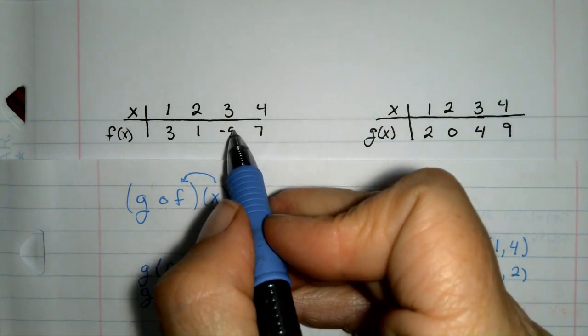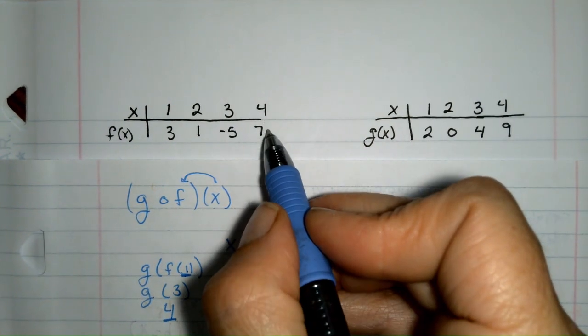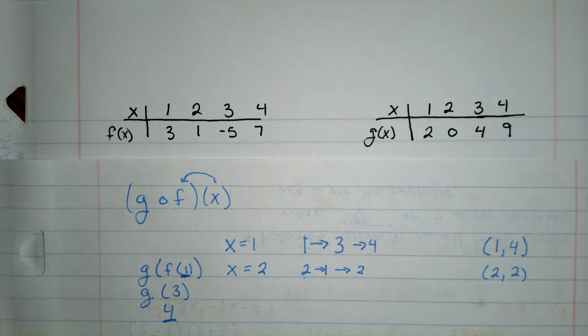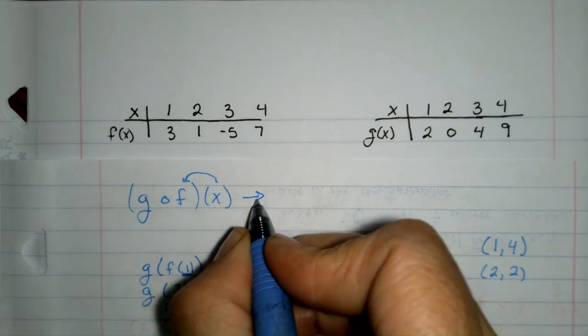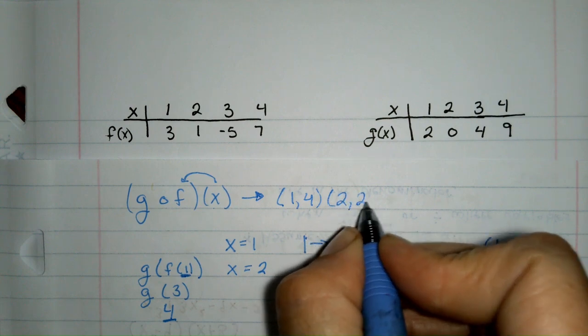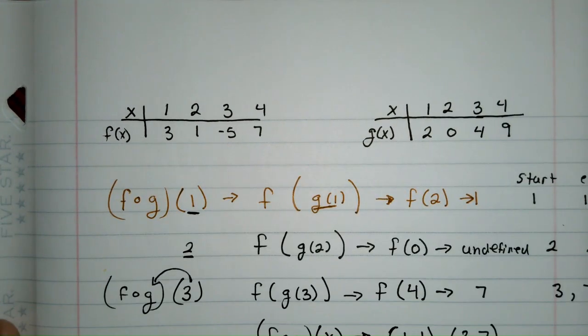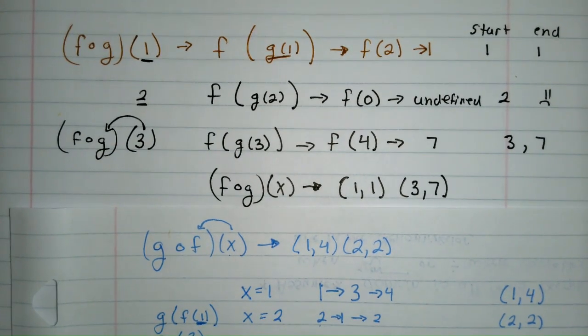3 goes to -5. Can I do 3? No, there's no -5 as an option. 4 goes to 7. Can I do that? No. So g of f of x worked when we started with 1, we ended with 4, and when we started with 2, we ended with 2. Is that the same ones that we got before? No, they're very different, and that's because we have a different order of doing the math. We either start with f or we start with g. So the order that you do them in really does make a difference if you're given a table of values.